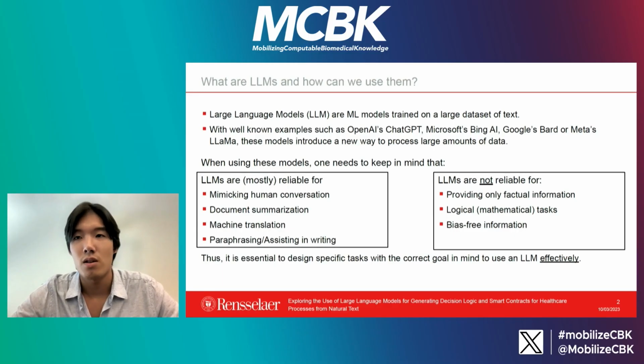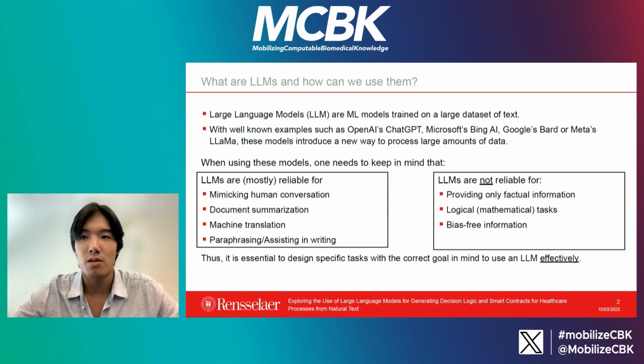So to start off, we should cover the preliminaries. What are LLMs and how can we use them? Large language models, LLMs, are machine learning models trained on a large data set of text. And there are some very well-known examples in the open already, such as OpenAI's ChatGPT, Microsoft's Bing, Google's Bard, Meta's Llama. And these models introduce a new way to process large amounts of data.